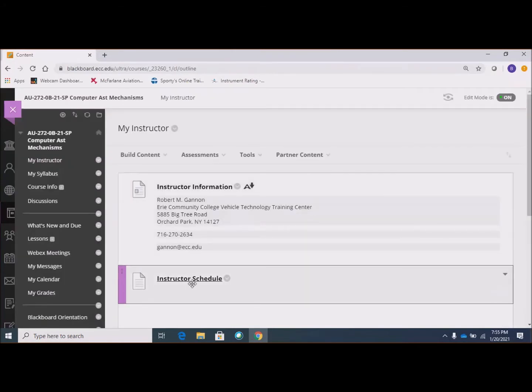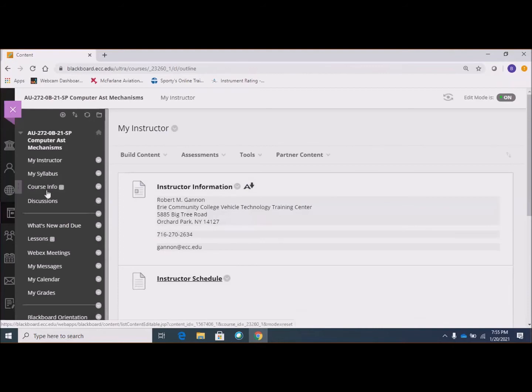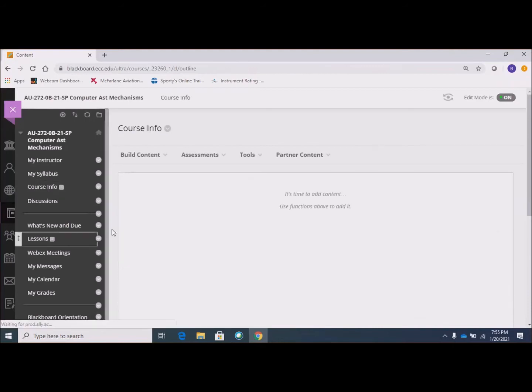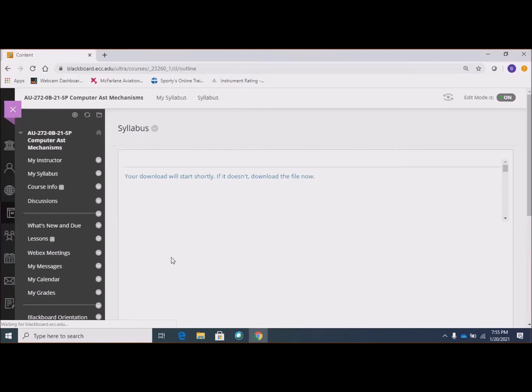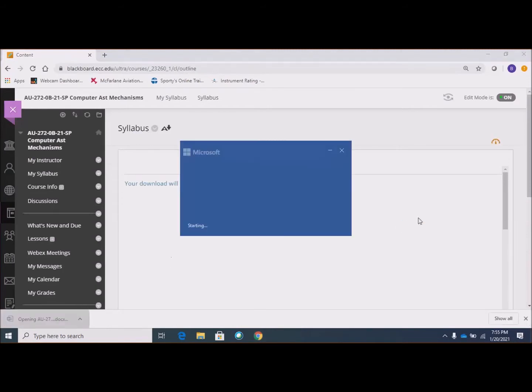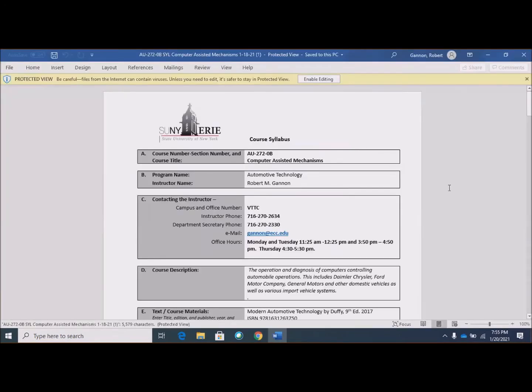under my instructor info. And then of course the syllabus. There's nothing right now under course info, there's nothing under lessons, but lessons is where I'll be adding content. So the syllabus is there now, so let me click on that and bring it up. You can access this whenever you want, so print it if you want, don't print it if you don't want to. But obviously there's the computer assisted mechanisms. Here are my office hours, which are also on that schedule we just looked at, my phone number, email, that's on the instructor info we just looked at. So you have it in more than one place.